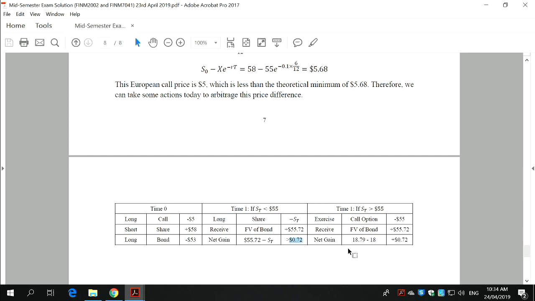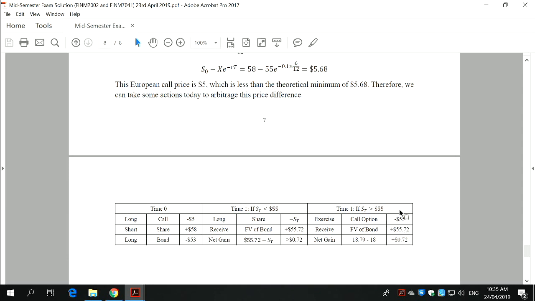The second scenario is where the share price finished higher than 55. If that's the case, you can exercise your call option. You're buying the share at a price of 55. That's your strike price. And you're using the stock you just obtained from exercising the call to return back to the stock lender. So you close off your short position. At the same time, your zero coupon bond still provided you a payoff of 55.72.